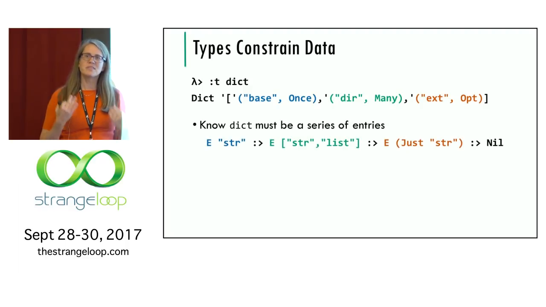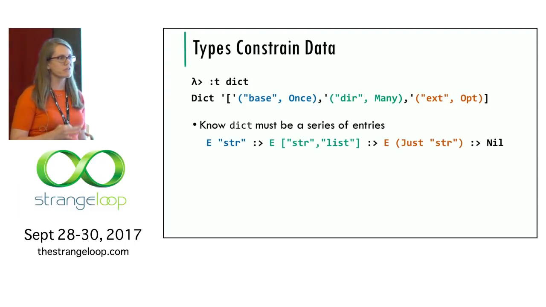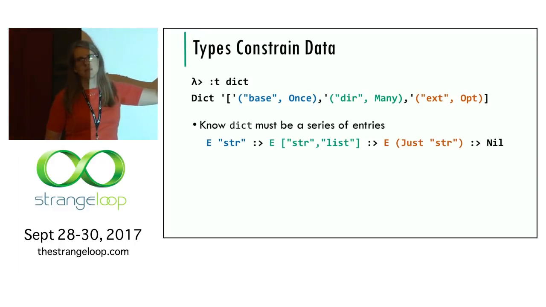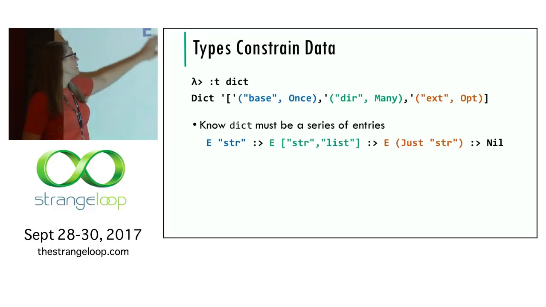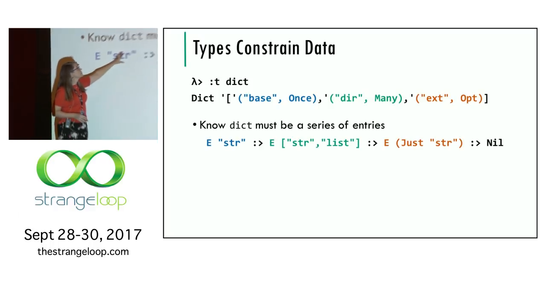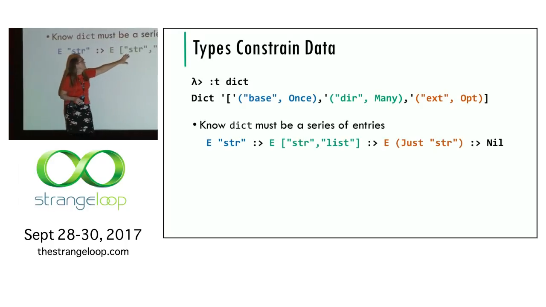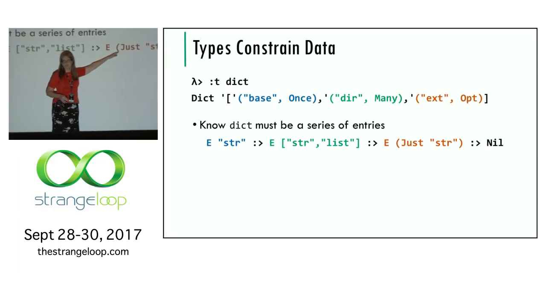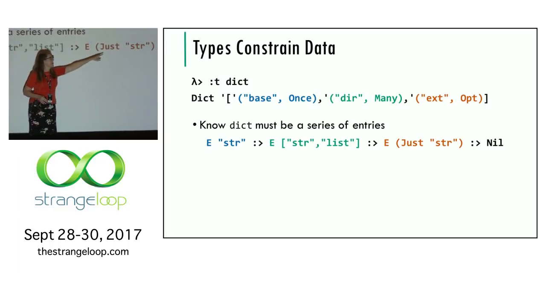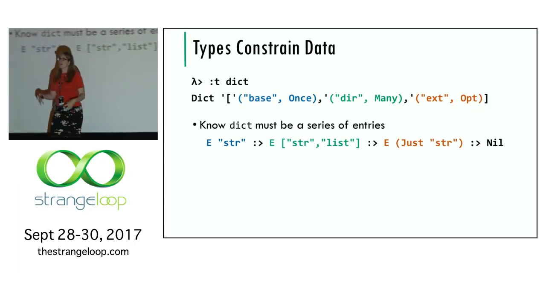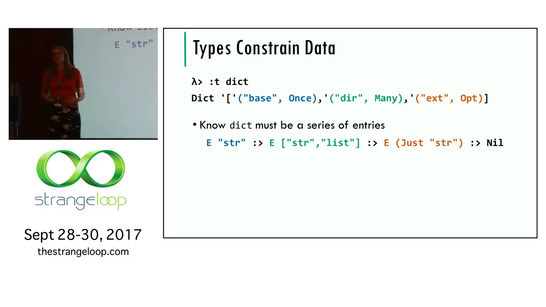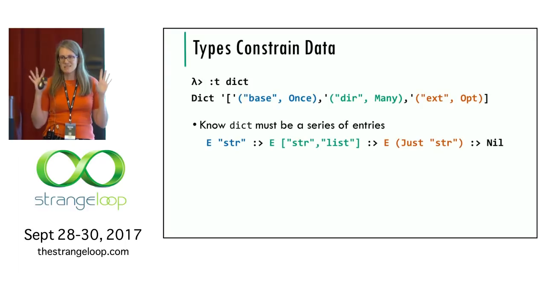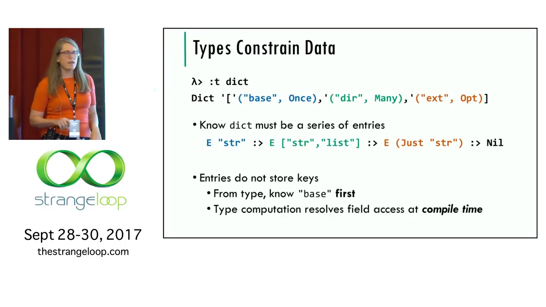Because of the way I've set up the dictionary type, it's going to force the structure of the dictionary to look something like this. Maybe it's going to be different strings, but it's always going to be an entry with a string for base, an entry with a list of strings for the directories, an entry with an optional string, a maybe string for the extension, and that's it, and nothing else. From the type, I know at compile time what the values of this type must look like. Not any arbitrary sequence of entries. It's something that matches this pattern.